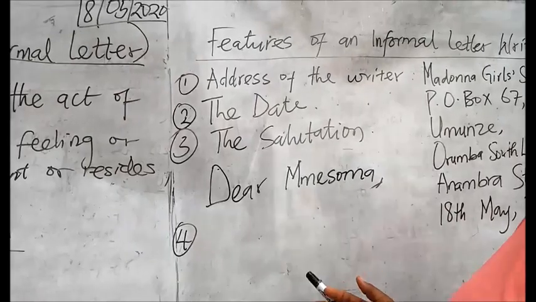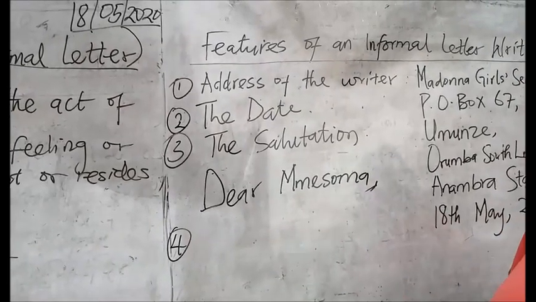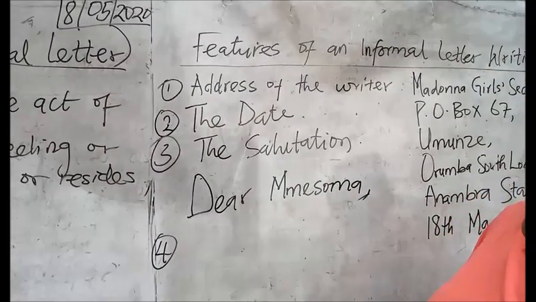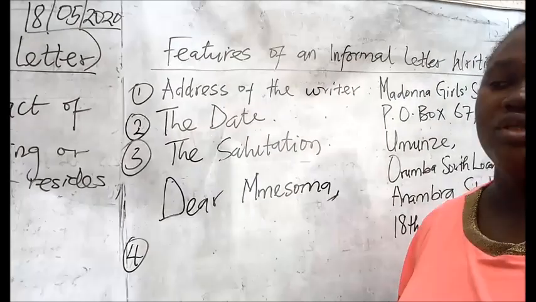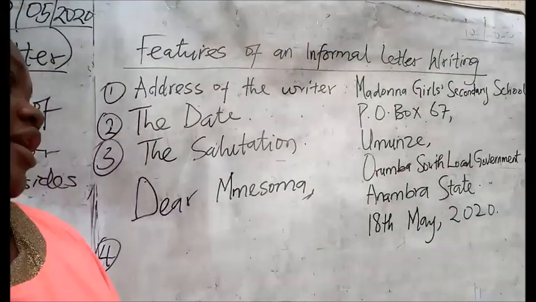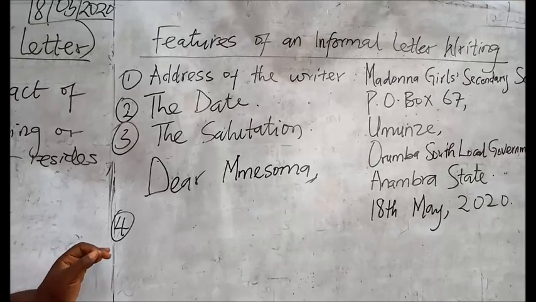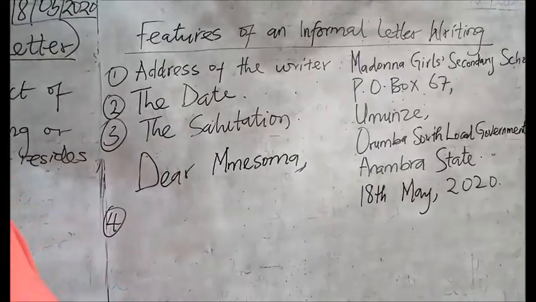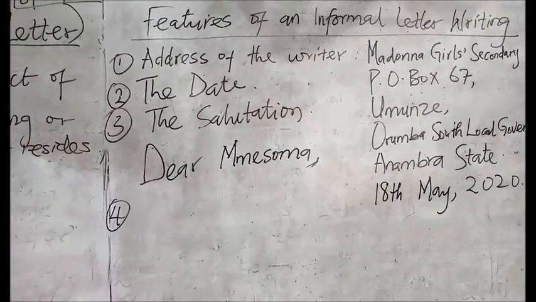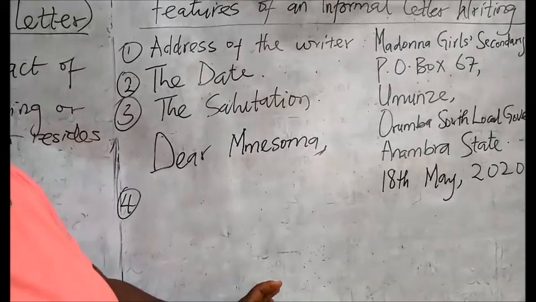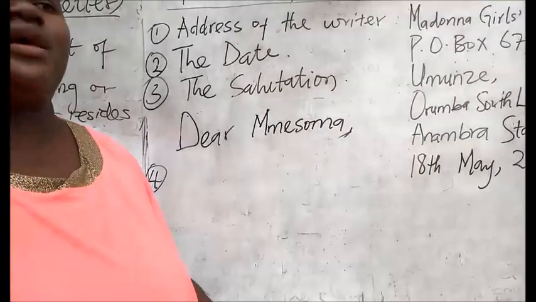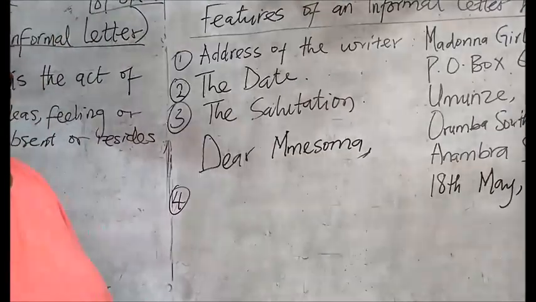Then the 4th feature is the body of the letter. When you come into the body of the letter, that is what we call exchange of pleasantries. You first of all exchange pleasantries. Ask the person of his or her well-being, maybe the business or whatever the person does in life. You inquire about the person's well-being. After you must have done that, you move straight to the purpose of writing, your aim of writing that particular letter. You do that by stating "my aim of writing this letter," or "I am writing this letter," or "my purpose of writing this letter," depending on whichever way you want to start.